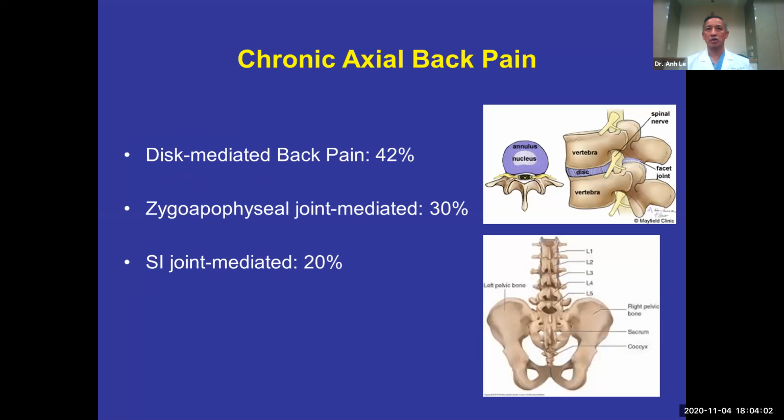There are three structures in the lumbar spine that are thought to be the main causes of mechanical low back pain. The intervertebral disc accounts for about 42% of all mechanical low back pain. The zygapophyseal joint, which is called the facet joint, affects another 30%. And the last category, the sacroiliac joint, is a very questionable diagnosis, but it accounts for the remaining 20% of mechanical low back pain.